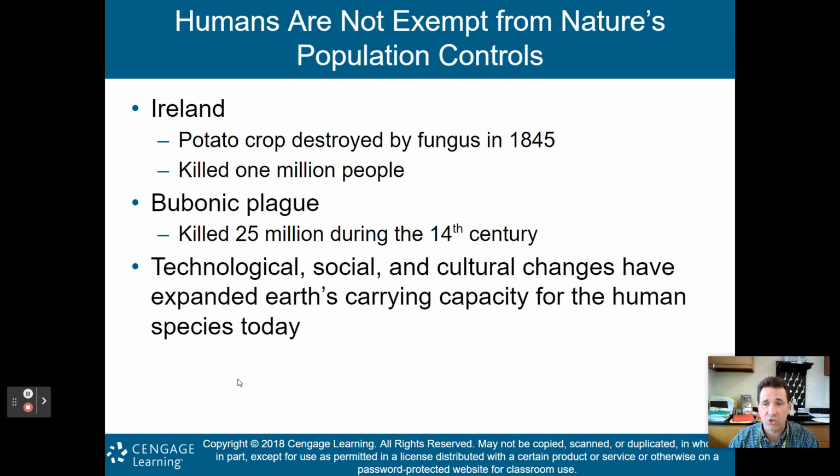Technological, social, and cultural changes have expanded Earth's carrying capacity for the human species today. But again, the big question is, how long will that be allowed to happen? How many humans can we really put on this planet before our carrying capacity has been met? That's what we're talking about in this class, and that's what we will continue to talk about as we go through the rest of the year.